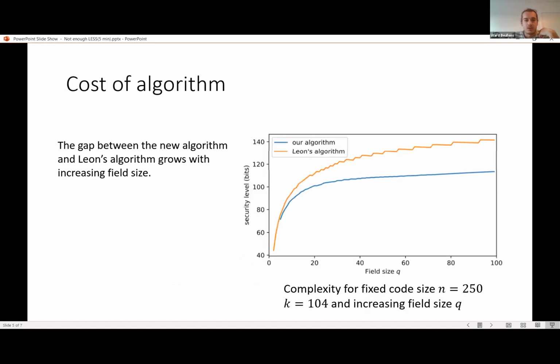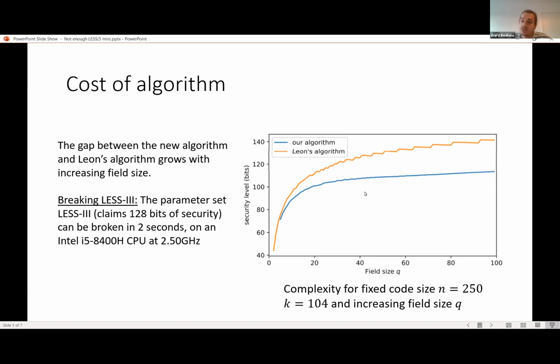So yeah, here's a graph that shows the complexity of the new algorithm in blue versus the existing one in yellow. And you see that for increasing field size, which is the x-axis, the gap between the two algorithms grows. And in practice, the algorithm works very well, because for the parameter set that the LESS designers proposed, we can break the problem in only 2 seconds on my laptop.